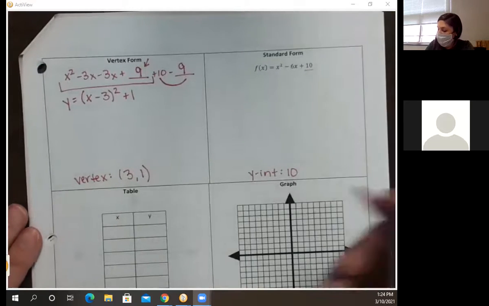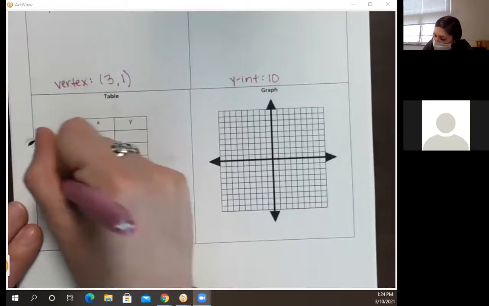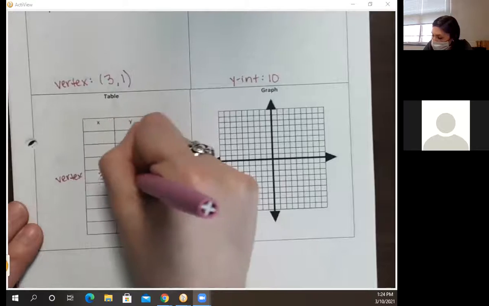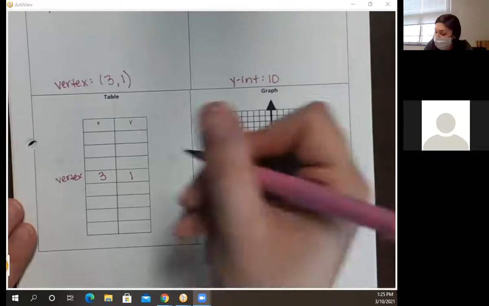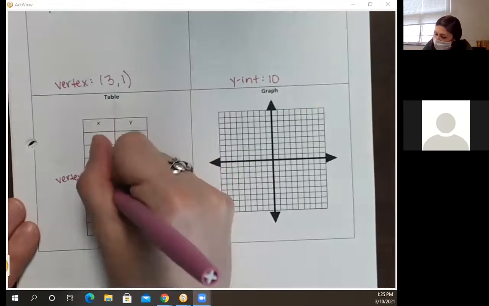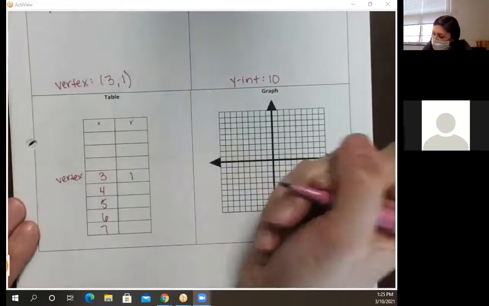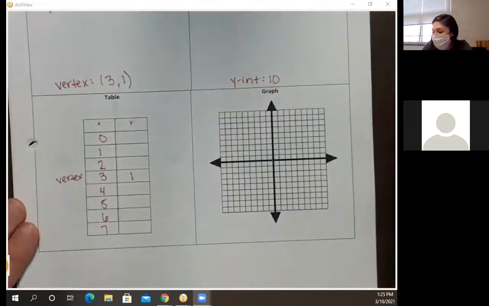And now I'm going to fill in my table. So again, I'm going to put the vertex towards the center of my table. So 3, 1 in the middle. And then I'm going to select x values on either side of the vertex. So moving up, I would have 4, 5, 6, 7. Moving back, I would have 2, 1, and 0.